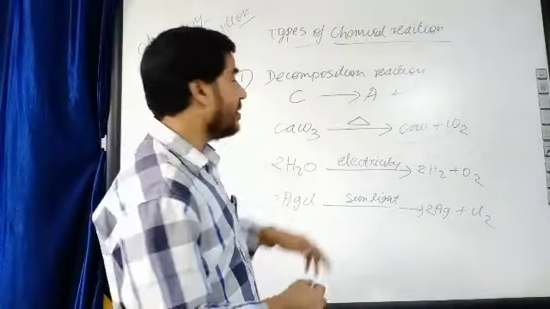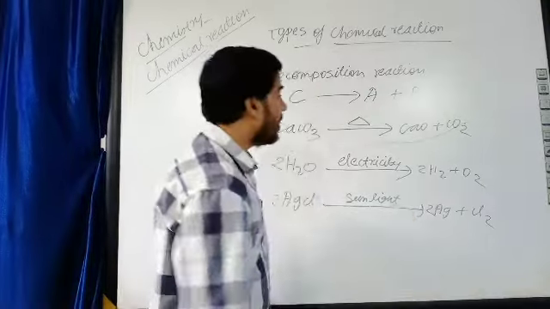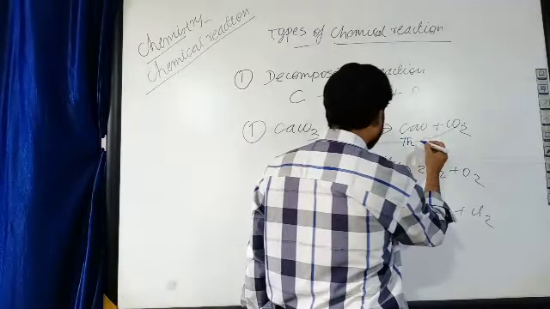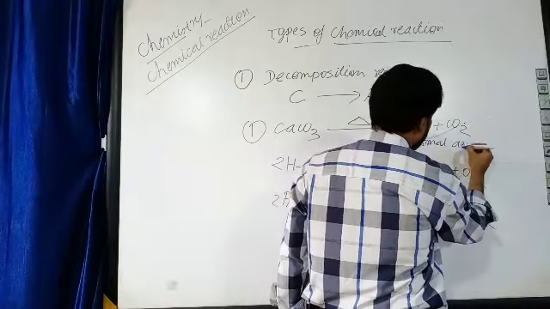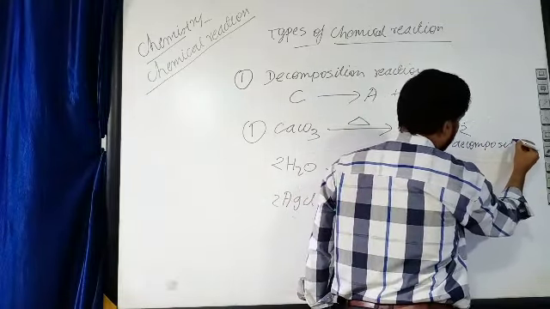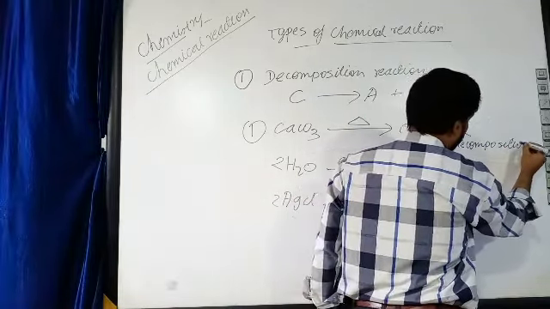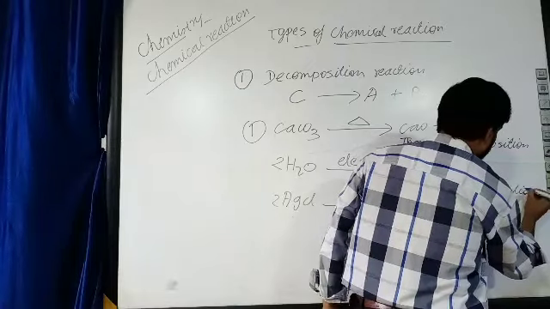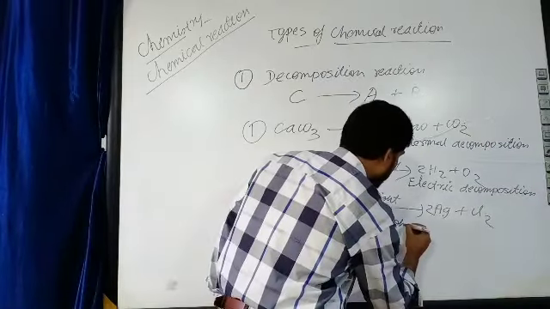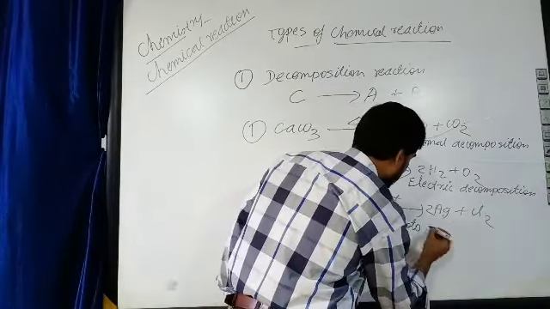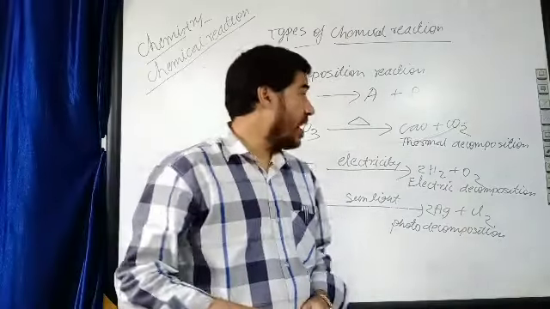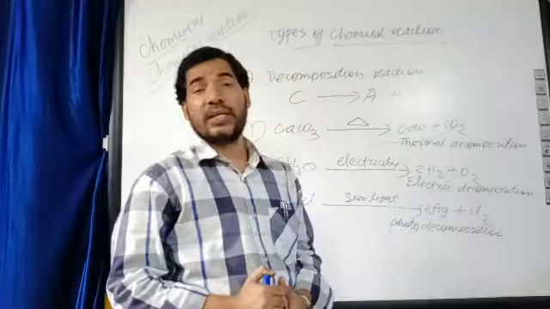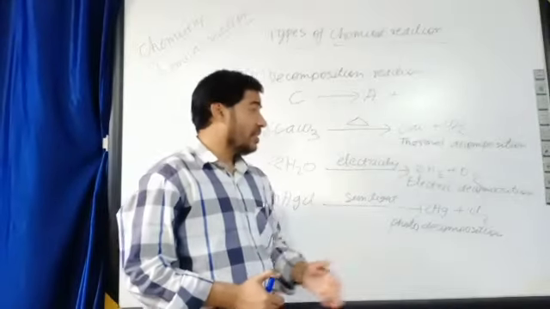You are seeing this reaction, this is the example of thermal decomposition reaction. I am going to write here: thermal decomposition reaction. This is the example of electric decomposition, and this is the example of photo decomposition reaction. So we are seeing here decomposition reaction is of three types: thermal, electric, and photo decomposition reaction. And for this I have given different examples.